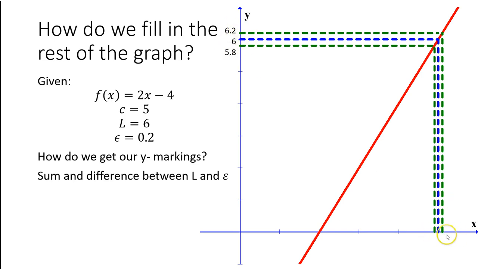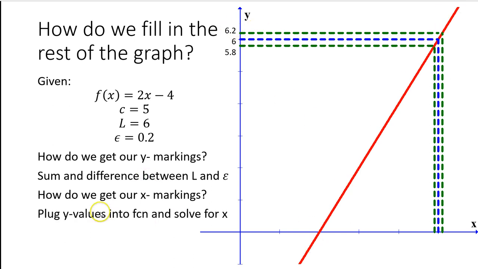And now we want to find a corresponding delta neighborhood. And the question is how we get our x markings. Well, this blue x marking was 5. We already knew that from what we were given. However, the green x markings are what we have to calculate. And some people, the natural assumption would be, well, let's just add and subtract 0.2. We cannot do that because the 0.2 is an epsilon value, and we go back to our original equation, what we were trying to find, your epsilon was paired with your y values. Remember, the absolute value of f of x minus L is less than epsilon. So epsilon belongs to the y markings. The delta belongs to the x markings. Well, what we can do is we actually work backwards because we have this function here and we know the corresponding y values.